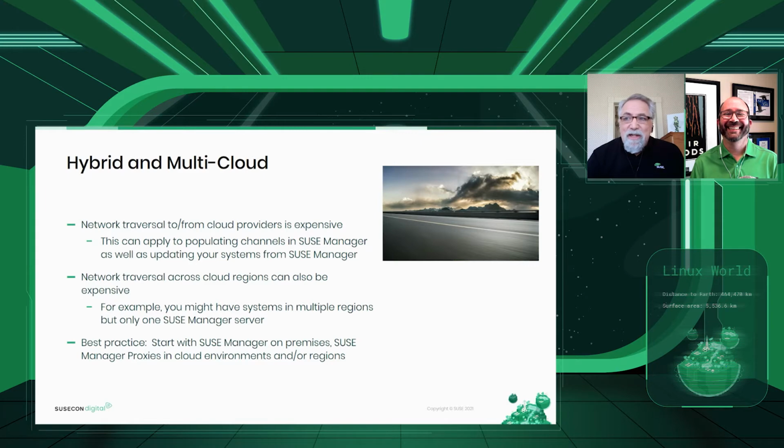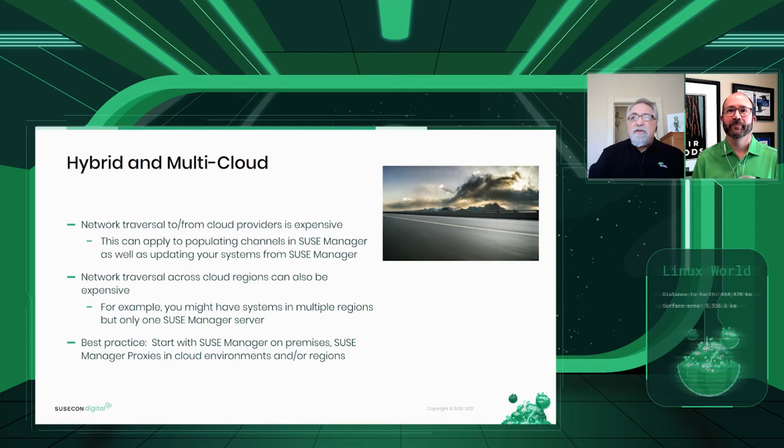For hybrid and multi-cloud, most people are in some way moving from all on-premise to partly on-premise and partly in the cloud. So many of our customers are in that situation where it's hybrid. And perhaps you have some workloads in Amazon and some in Microsoft Azure. You have some in Google Compute Platform or Alibaba or some other cloud provider. There are some things for you to consider if this is your situation.